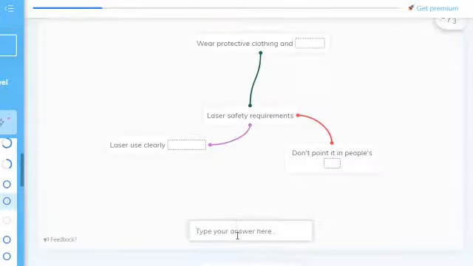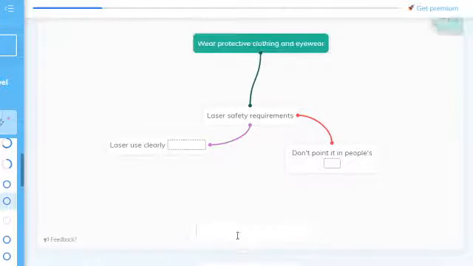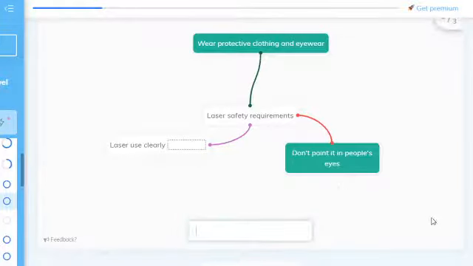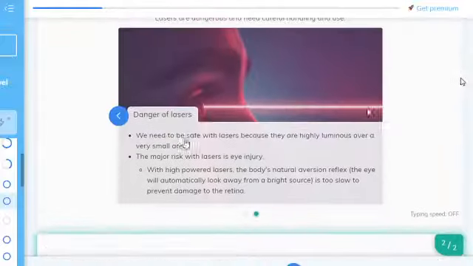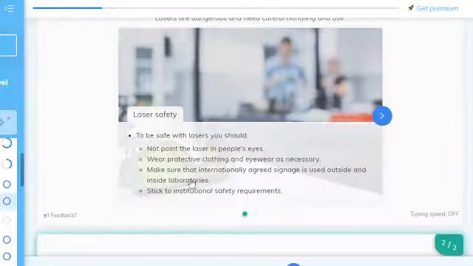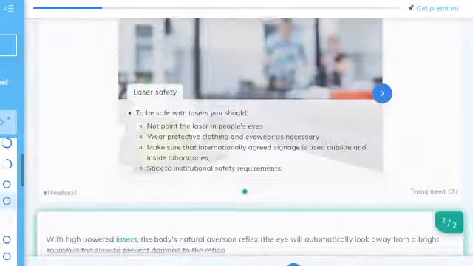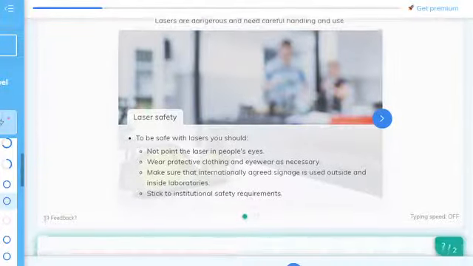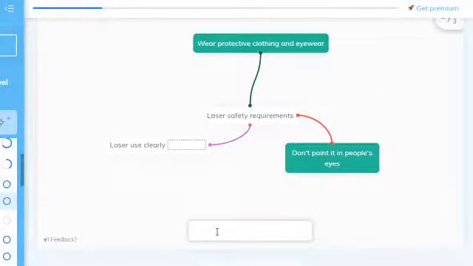So wear protective clothing and goggles. Lasers used clearly instructed. Don't point in people's eyes. Laser use clearly signed.